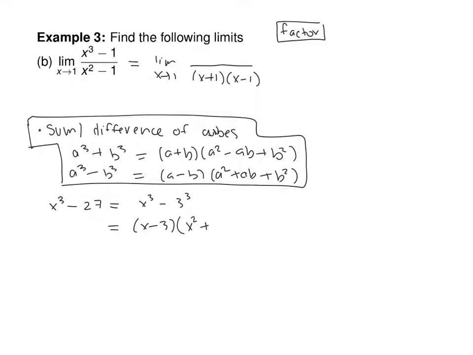x squared plus 3x plus 9, right? And then how could you check if you're right? Multiply it out and you're going to get x cubed minus 27. So using the same kind of pattern, how could you factor x cubed minus 1? It's x minus 1 times x squared plus x plus 1.